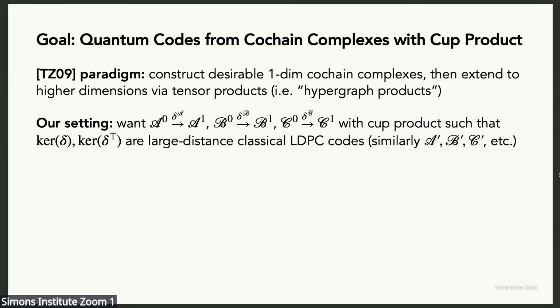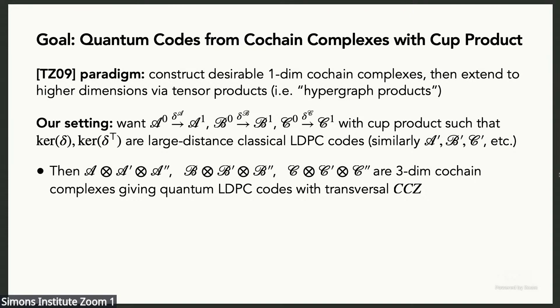So specifically in our setting, we want a triple of one-dimensional cochain complexes arising from large distance classical LDPC codes that also have a cup product. And then we'll take the tensor product of three of these complexes, and we'll get three-dimensional cochain complexes that together have a cup product between them, which will give us a transversal CCZ across the quantum codes associated to these three cochain complexes.